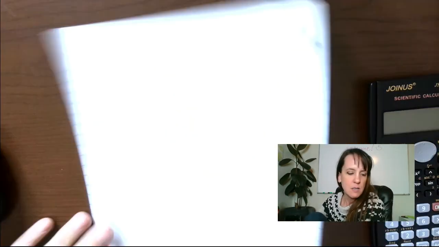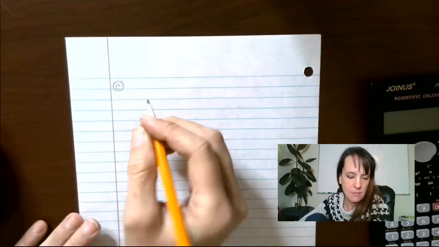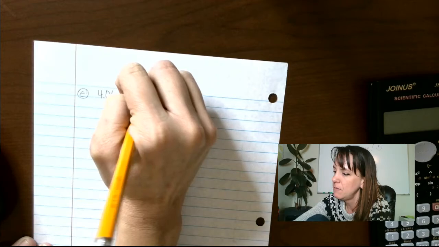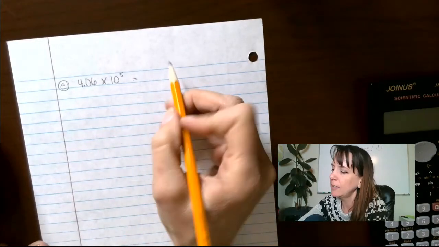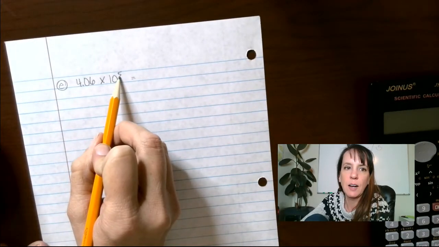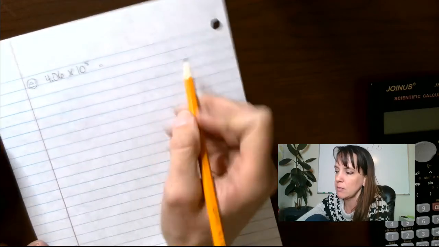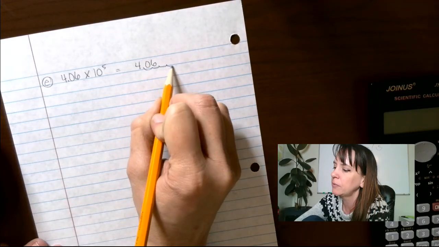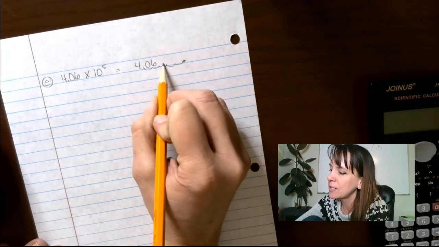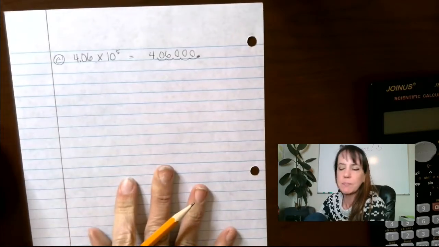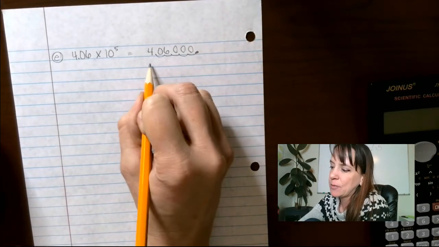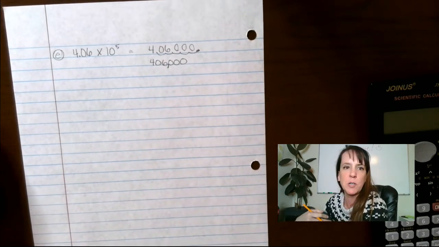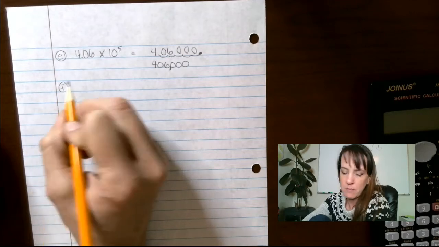All right, E, 4.06 times 10 to the 5th. This is positive, so we're going to be going that way, right? So 4.06, we'll go 1, 2, 3, 4, 5. Put my decimal here. Notice I got to put some fillers in there, just like that guy. All right, so now what I have is, I like to rewrite my numbers, 406,000, throw some commas in there to make it a little more legible. Beautiful.